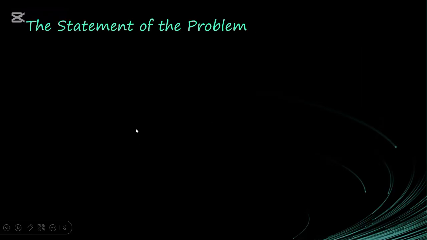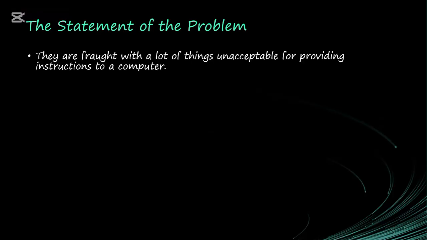Okay, so the first level is the statement of the problem. You have a problem you want the computer to solve for you. You want the computer to do addition for you. 1 + 1, that's a problem. So you have to state it. This statement of the problem is usually stated in natural language. And natural languages are fraught with a lot of things unacceptable for providing instructions to a computer.